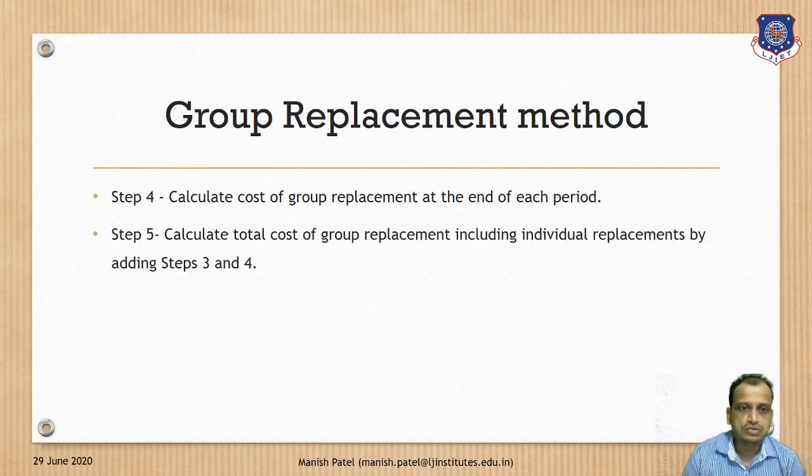Now you will calculate the total cost of group replacement as well as individual replacement by adding both the steps. Means whatever individual replacement cost you have found out and the group replacement cost, you will add both of them. Clear? You will compare them.